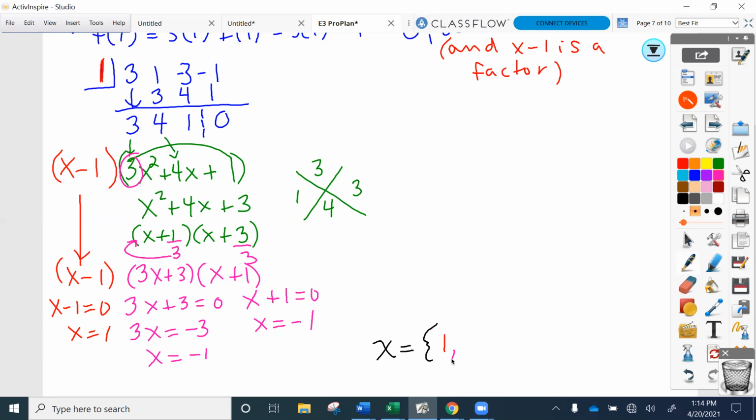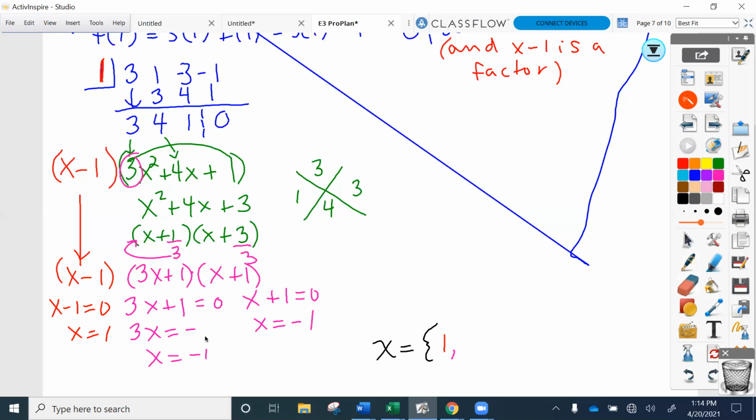Oh, I know what I did wrong. Sorry. This should have been a 1, because all we're doing is swinging the 3 up, where the 1 stays where it is. So this would be also a 1. And then this would be a negative 1/3. So the answers are 1, negative 1/3, and negative 1.